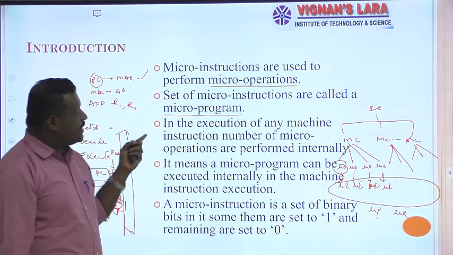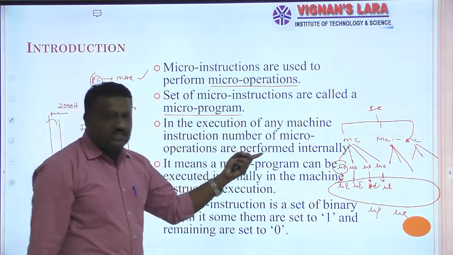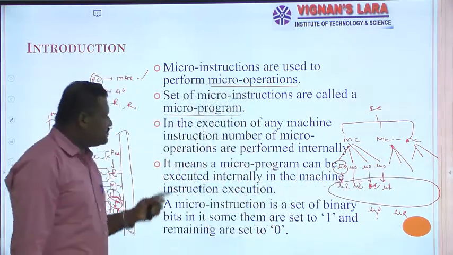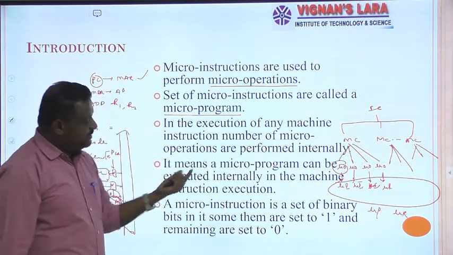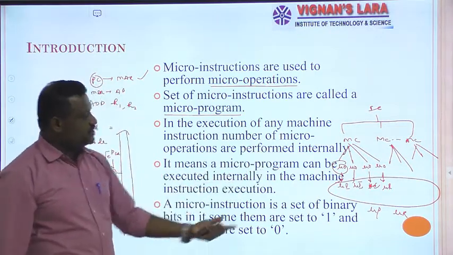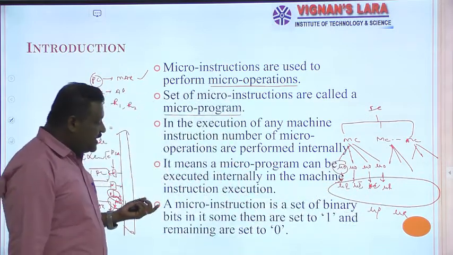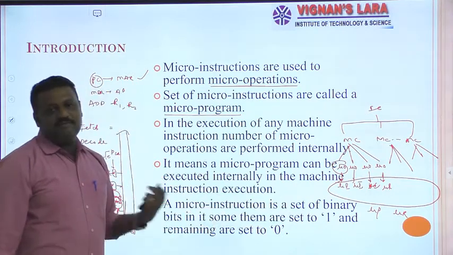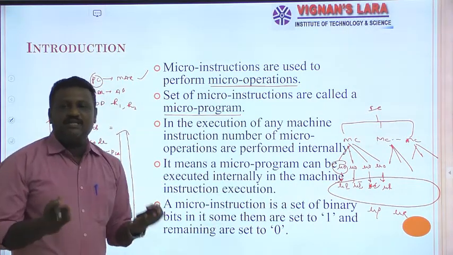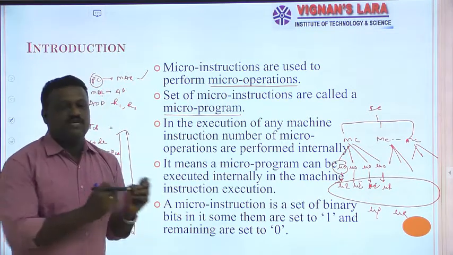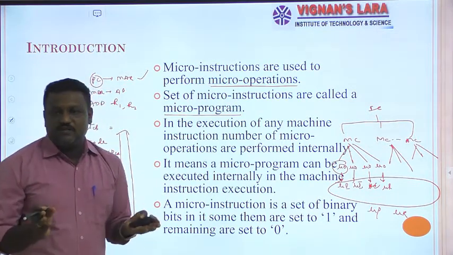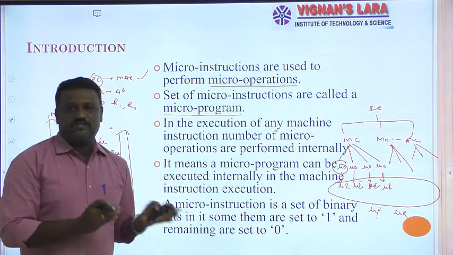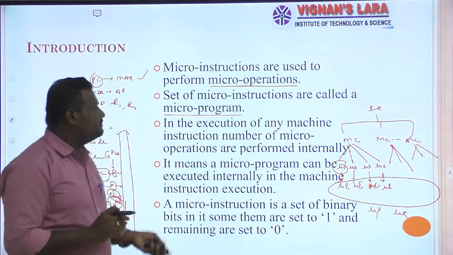In the execution of a machine instruction, a number of micro operations are performed internally. This is my instruction. To perform that, so many internal operations are performed. It means a micro program can be executed internally in the machine instruction execution. It is absolutely true. At the end, a micro instruction is a set of binary bits. In it, some of them are set to 1 and some of them are set to 0. In order to activate the control signals which are necessary to perform a micro operation, those corresponding bits are set to 1. Whatever control signals are not needed for that operation, their corresponding bits in the micro instruction are set to 0. That is the meaning of this.